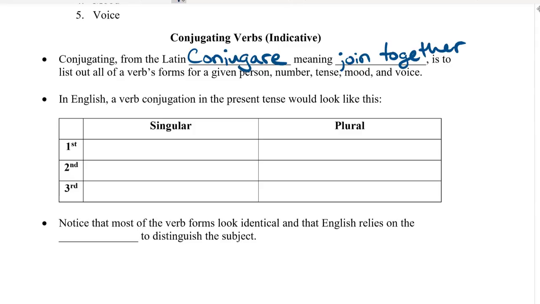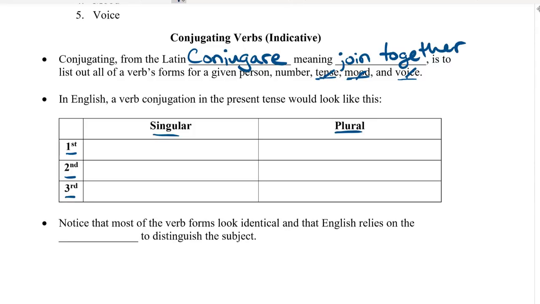Well, for right now, we're just dealing with present tense. We have indicative mood and active voice. So we don't really need to worry about these three. We're really just going to be changing the person and number for a verb. And if you look at these charts, we have first, second, and third person, and we have singular and plural. So this is the standard chart and what we're going to use each time to change verbs.